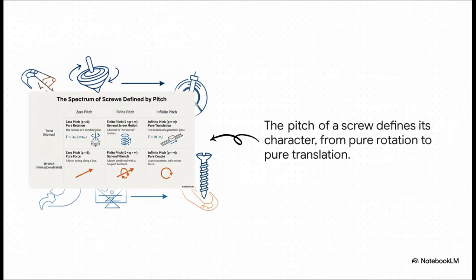What makes the screw concept so versatile is a property called pitch. Think of it like a knob you can turn. If the pitch is 0, you get pure rotation, like a spinning top. If you crank the pitch up to infinity, you get pure translation, just like a box sliding across a table. And for everything in between, you get that general corkscrew motion. And the exact same logic applies to the forces and moments described by a wrench.